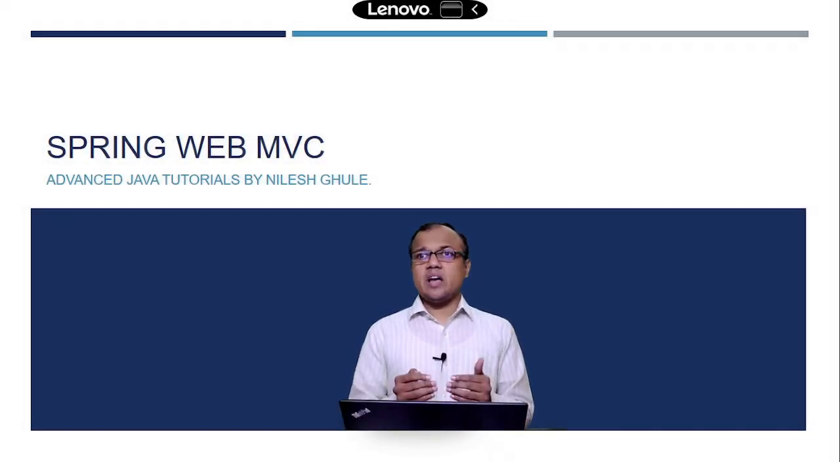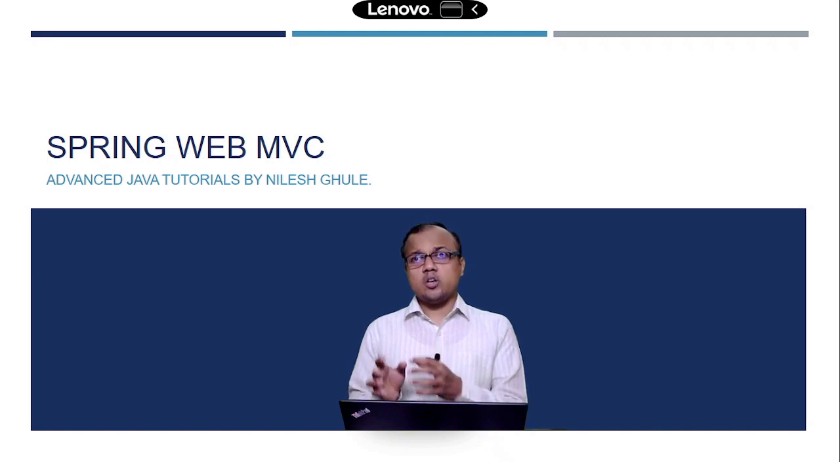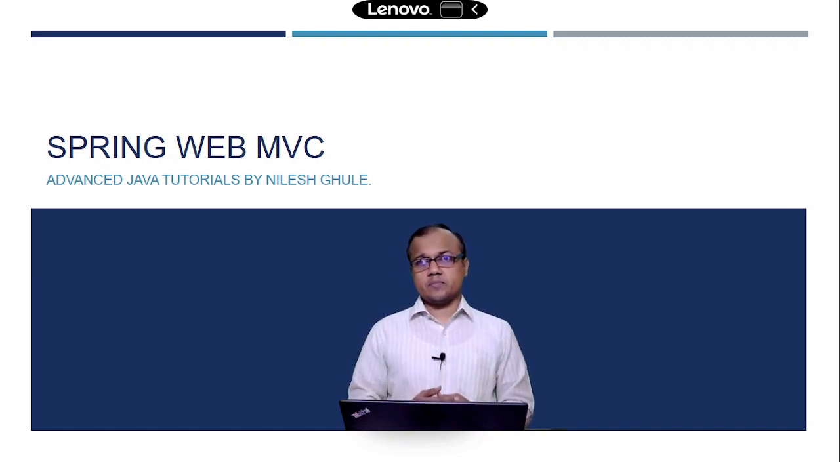In this tutorial, I will talk about Spring Web MVC Architecture. In general, MVC architecture has three major components: model, view, and controller. View is used to display data to the user or input data from the user. Model object is used to transfer data from the view to the controller or from the controller back to the view.